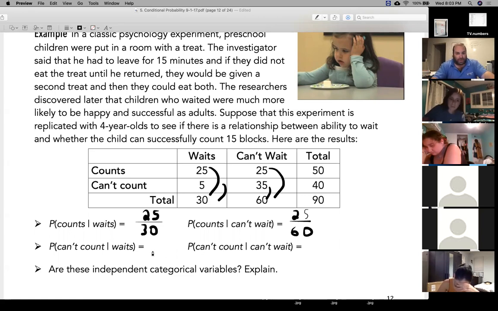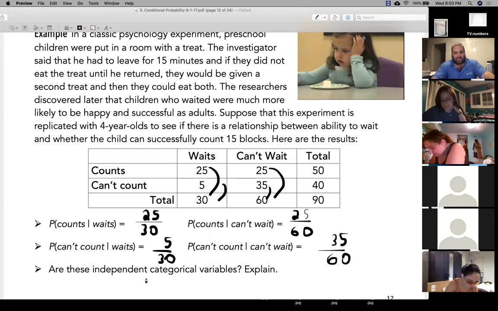So what's the denominator here? 30. What's the numerator? 5. Excellent. What's the denominator here? 60. And what's the numerator? 35. And those are also not equal, correct? Yeah. So are these independent categorical variables?